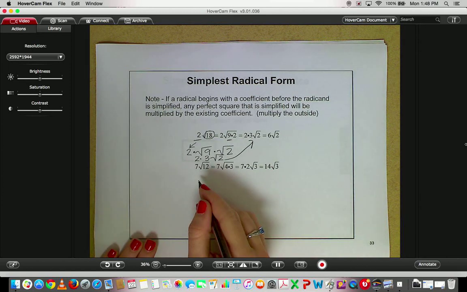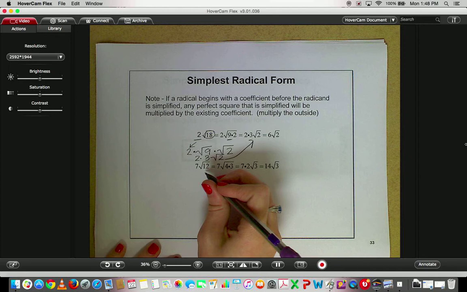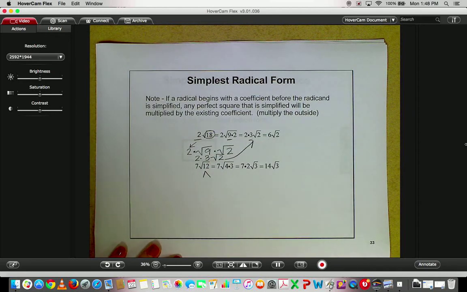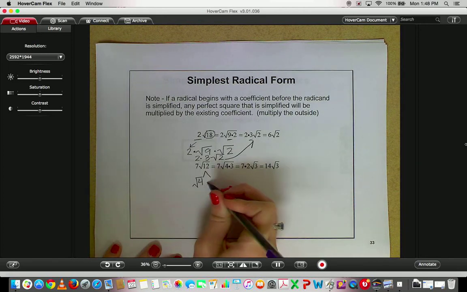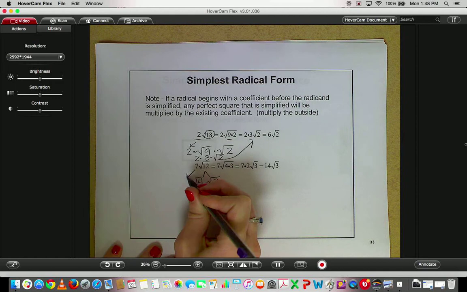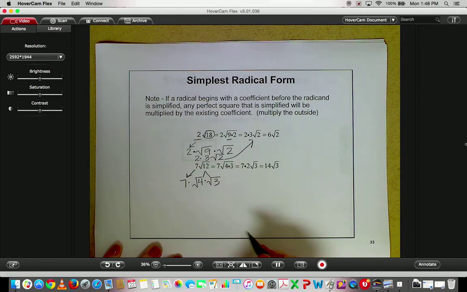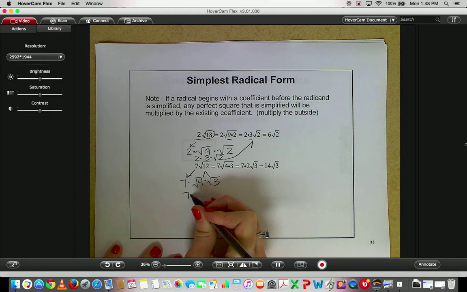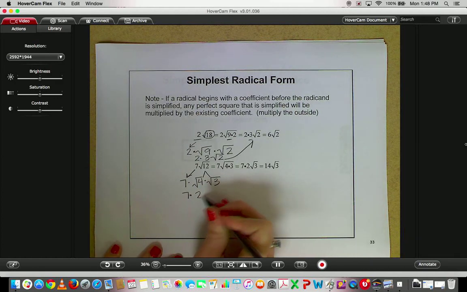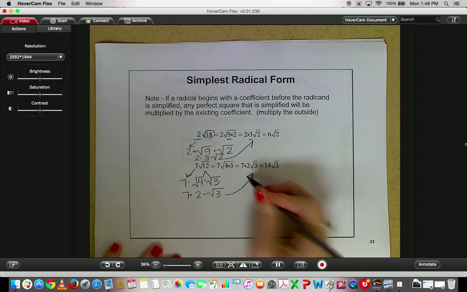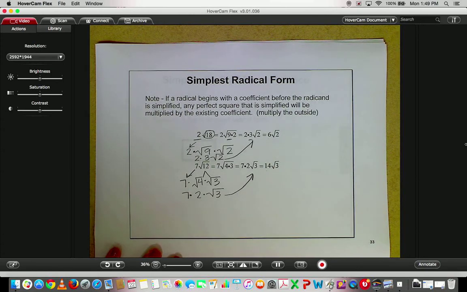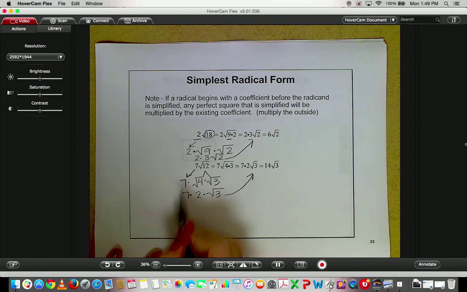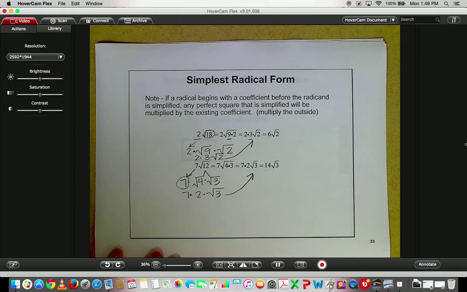Same thing for 7 square root of 12. A lot of people wanted to say 6 and 2 for 12, but 6 nor 2 are perfect squares. You have to pull out the largest perfect square, and then bring down that 7. 7 times the square root of 4, which is 2. Leave the square root of 3 alone. And now our answer matches theirs. 7 times 2 is 14. Leave the square root of 3. It's just taking it one extra step. You just have one more number you have to multiply on the outside.